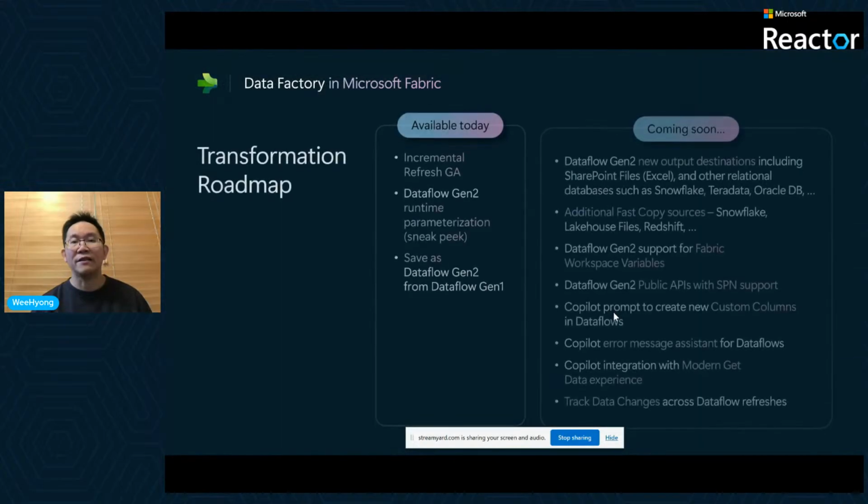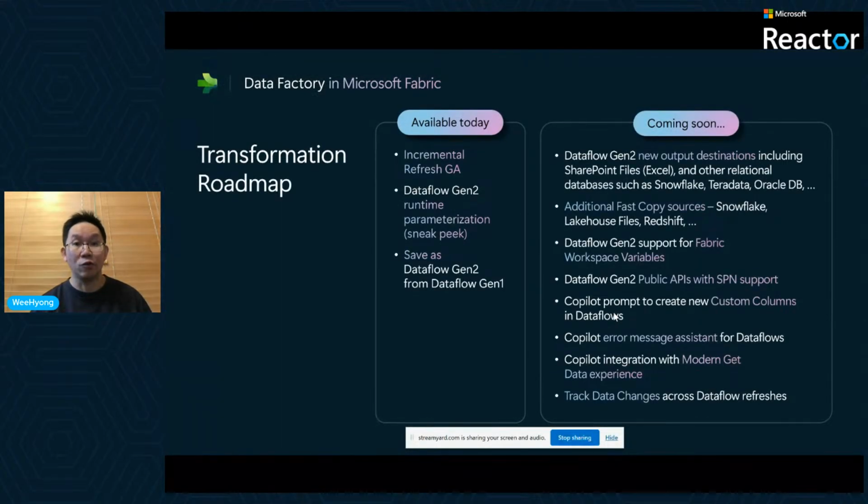Just a recap of some of the exciting innovations happening in the Dataflows Gen2 space. And now it supports CI/CD, multitasking, and much more. Now, lots of exciting things are coming in the next few months for Dataflows Gen2, including support for new data sources, right, that's enabled by fast copy, public APIs with SPN support, and we're going to continue to infuse AI in all aspects of data flows, from helping you create a new custom column using a prompt, to new ways for you to understand the error message and be able to have suggestions on how to fix it using the error message assistant, and much more.